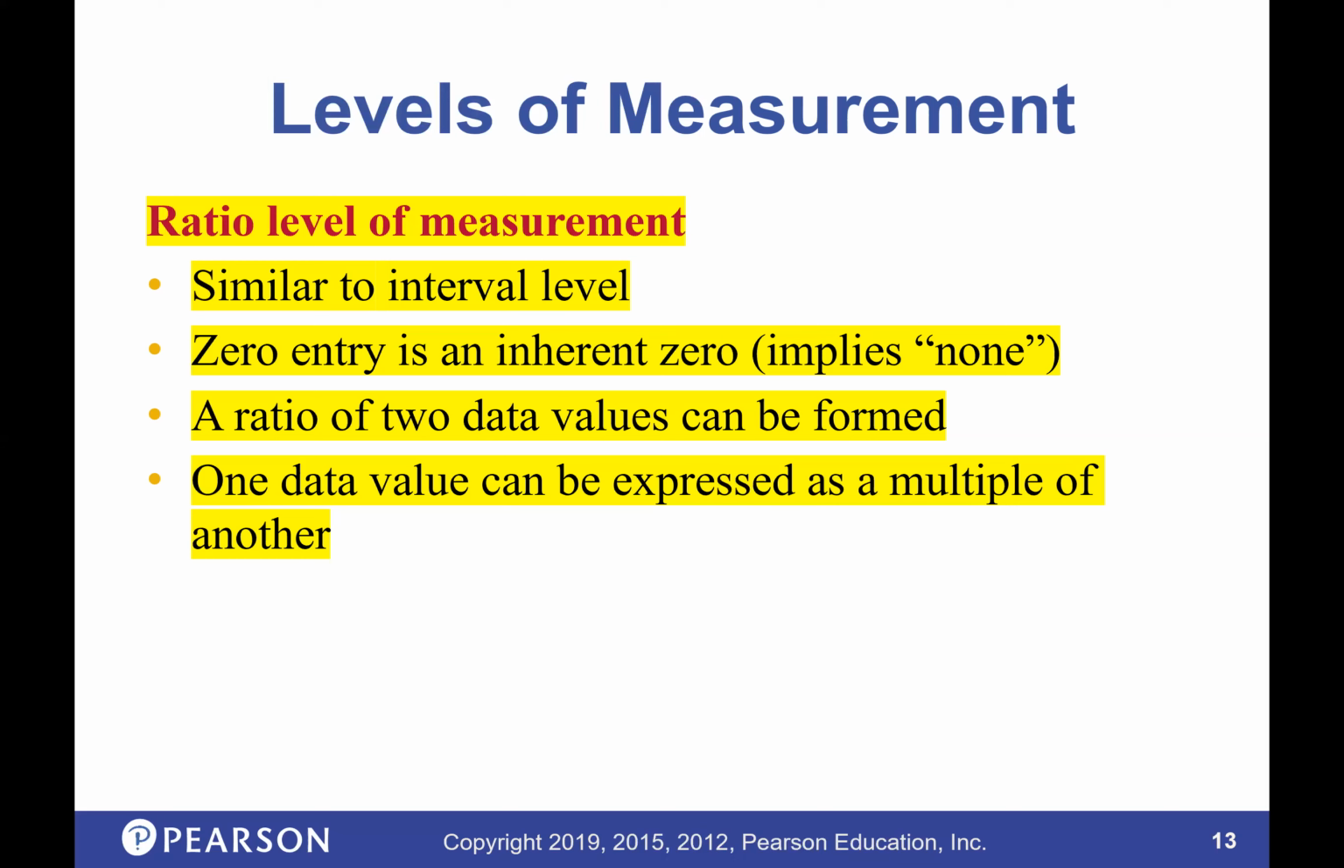I want to stop on this slide just for you guys to get all the info here. So similar to interval level, yes, it deals with numbers. The 0 entry is an inherent 0. The ratio of two data sets can be formed. And one data set can be expressed as multiples of another. So 4 is twice as big as 2, or 4 times bigger than 1. Capacity of trucks, U-Haul: 1,200 square feet is double 600 square feet.